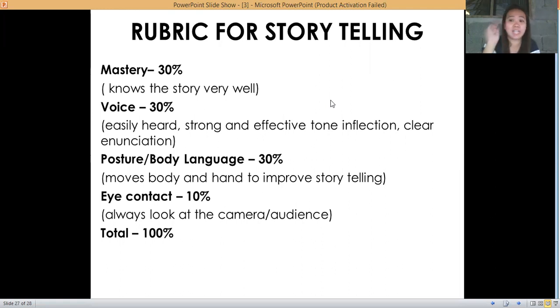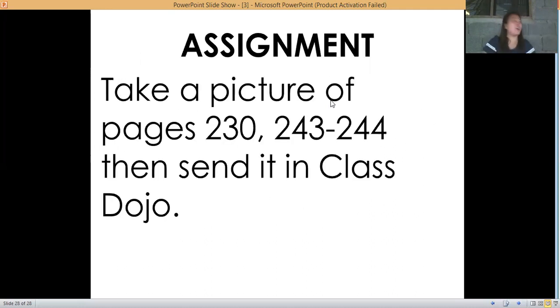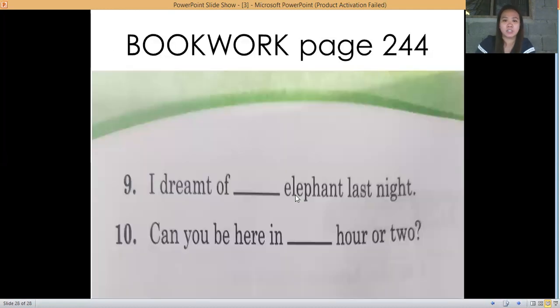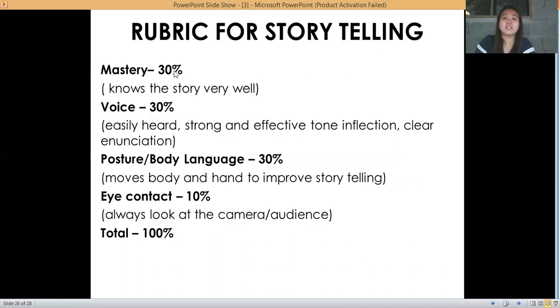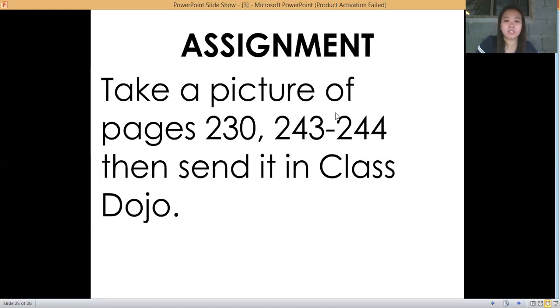So, we don't have class tomorrow, so start reading the story that you like and then master it. And then when you are already ready to tell the story, take a video of yourself telling that story. Okay po, now for your assignment, take a picture of pages 230, 243, and 244, then send it in our class dojo.